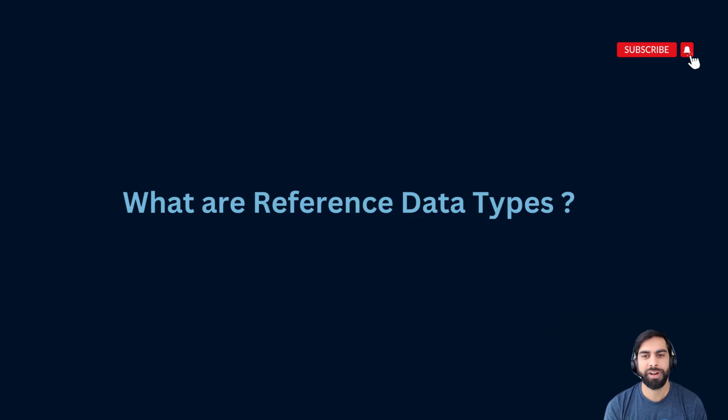Now let's talk about reference data types. Reference data types refer to objects in Java. Objects are complex data structures that can contain multiple pieces of data. Unlike primitive data types, reference data types store the memory address of the object rather than the data itself. The reference variables will be stored in the stack and the original object will be stored in the heap.